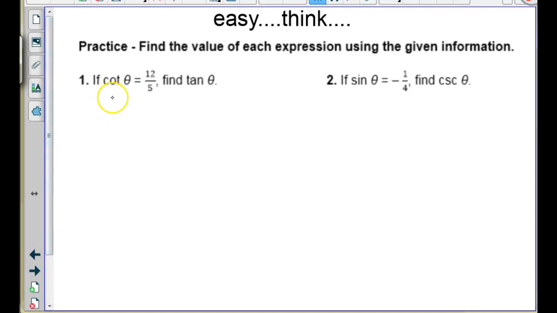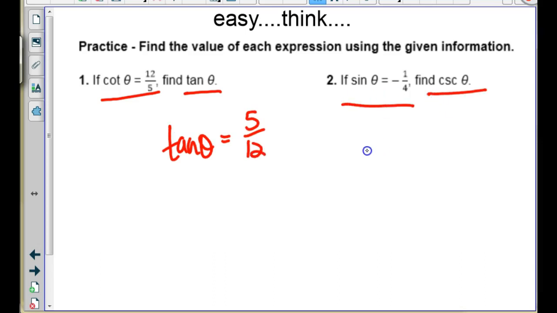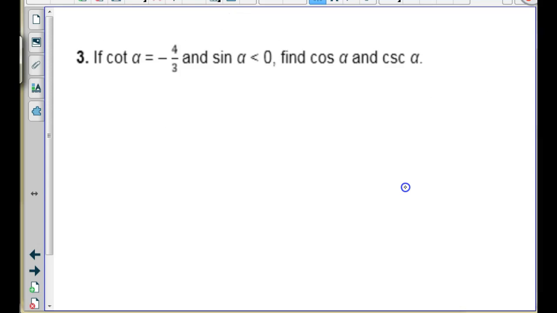We don't even need to draw. If they give us the cotangent and they want the tangent, what are we doing? So the tangent would just be 5/12. If they give us the sine and they want the cosecant, what are we doing? Okay. I think you have these on your notes. You could flip it as negative 4 over 1 or just negative 4. Okay, so we might need to draw, but we might also just be able to flip it over.